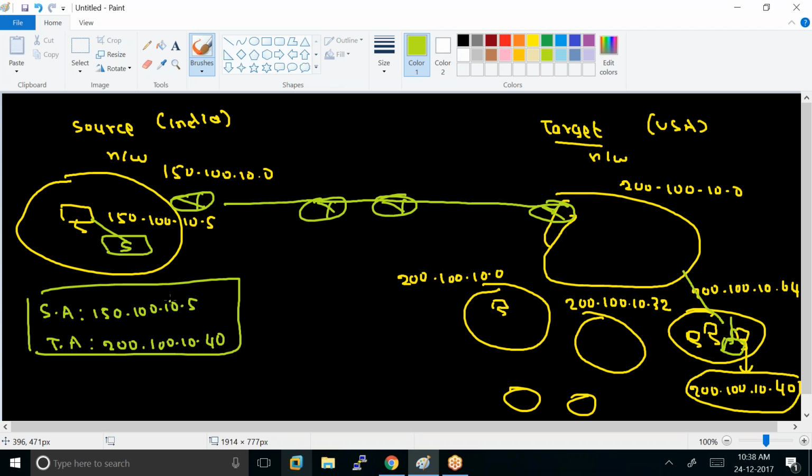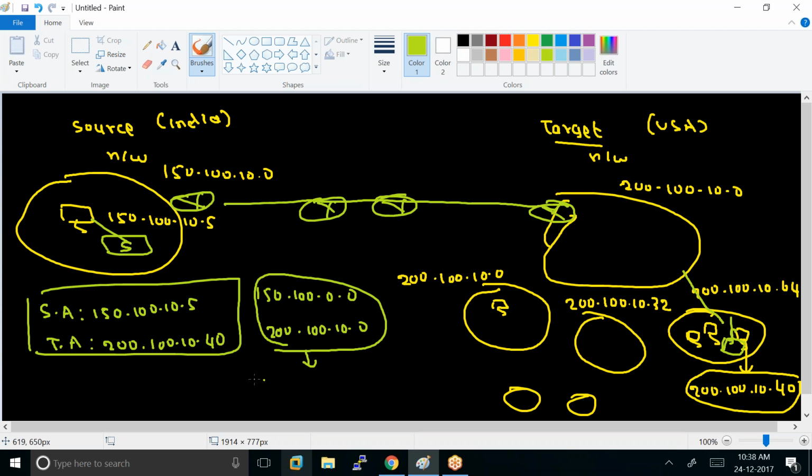It will find out whether the source machine and target machine lie in the same network. How can it find out? It first takes this IP address and applies the mask so that it can find out the network address. Here, being class B, the network address is 150.100.0.0. Here, being class C, the network address is 200.100.10.0.